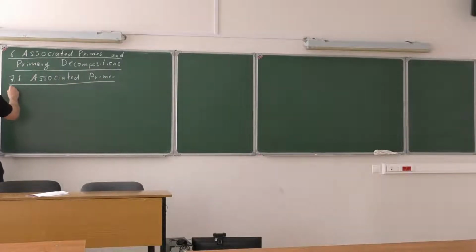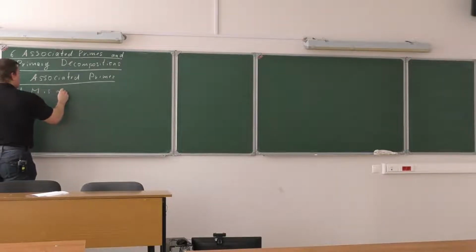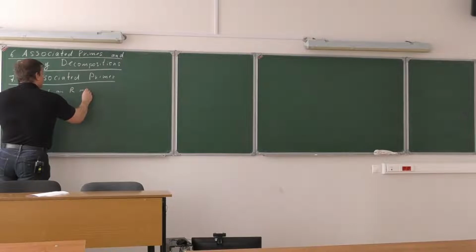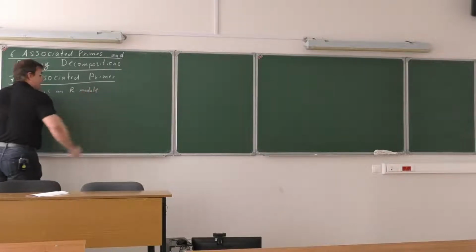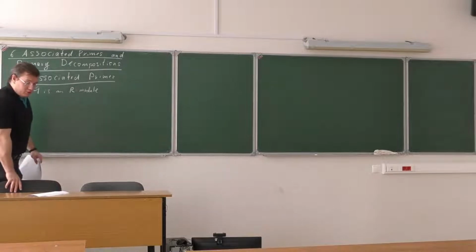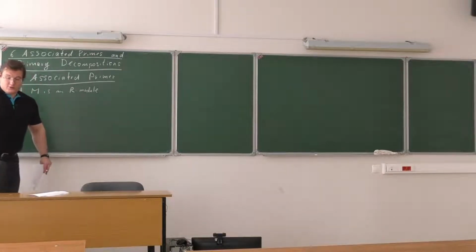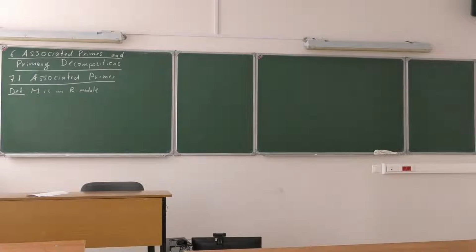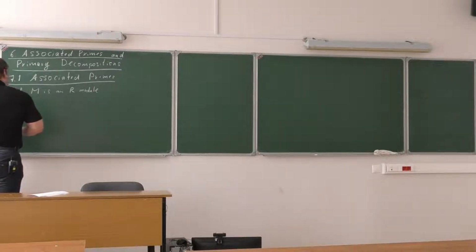So, of course, I'll start with the definition. In the definition, I assume that I fix a module, so M is an R-module. Then we already know that we can associate a set of prime ideals to this module, which we called the support of a module. Now we're going to associate another set of prime ideals, which is usually a little bit smaller. In the reasonable case, this is a finite set. So, the definition is the following.